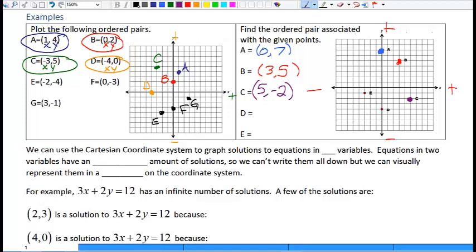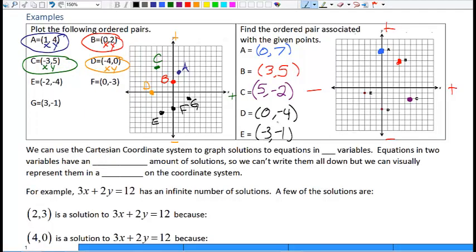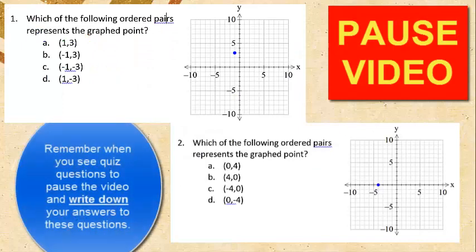Go ahead and pause the video and see if you can find the points D and E by yourself. Okay, so hopefully you got point D to be (0, -4), and E to be (-3, -1). If not, go back and check your work.